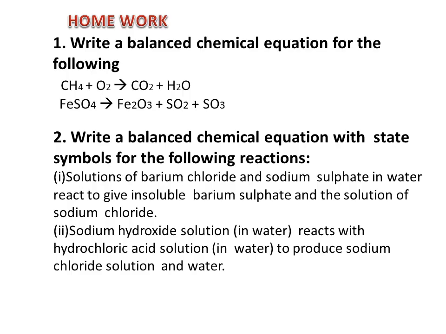It's homework. Some skeletal equations are given there. You have to balance the skeletal chemical equations. First one is CH4 plus O2 will form CO2 plus H2O. Second equation is FeSO4 will form Fe2O3 plus SO2 plus SO3. We have to balance these equations by using the hit and trial method. Simply write a balanced chemical equation. No need to write all the steps.